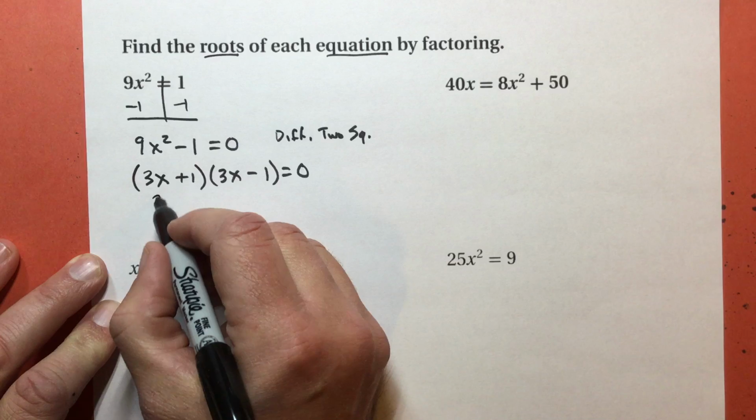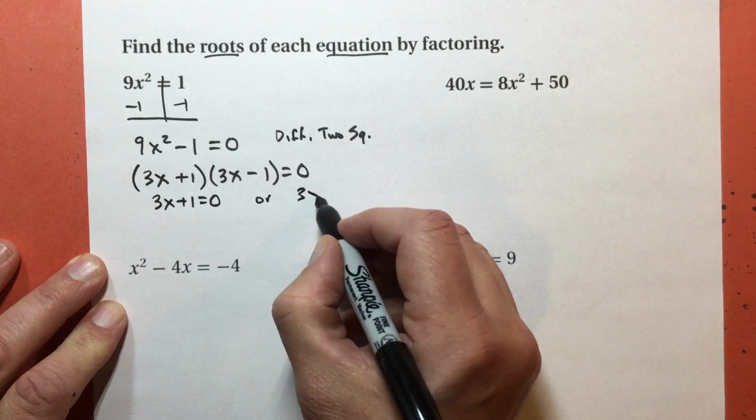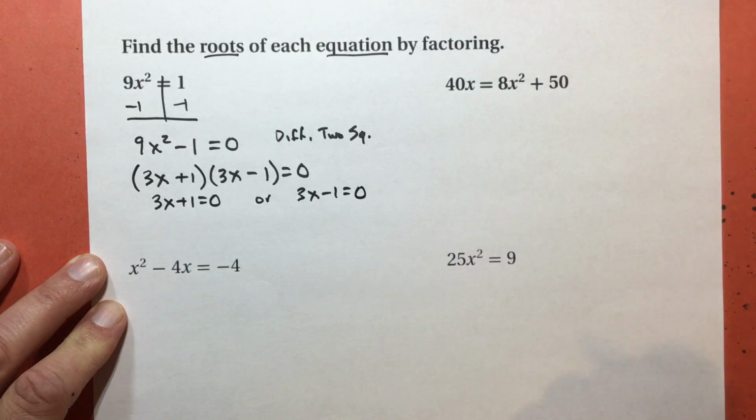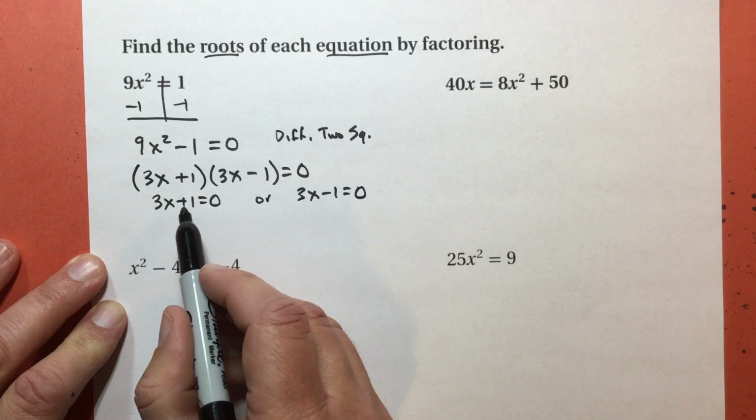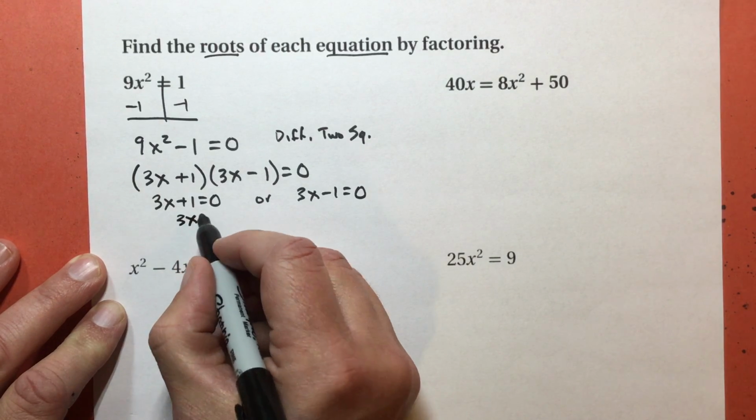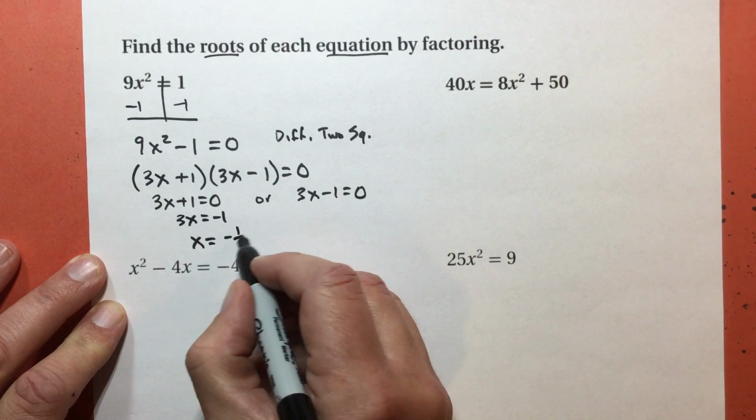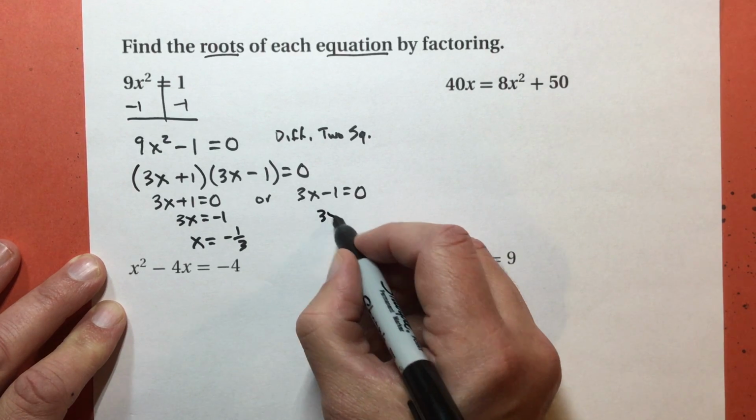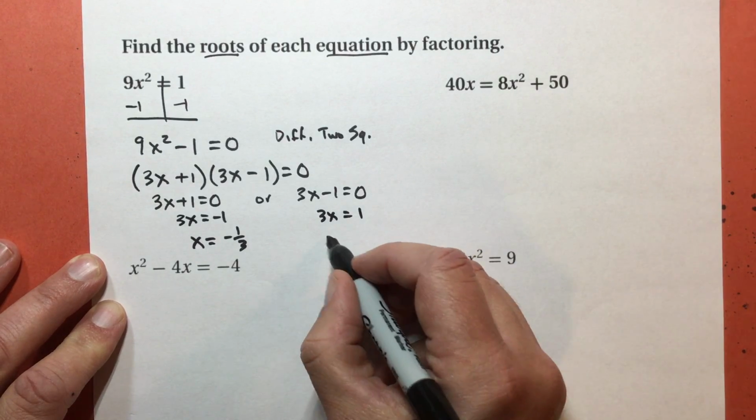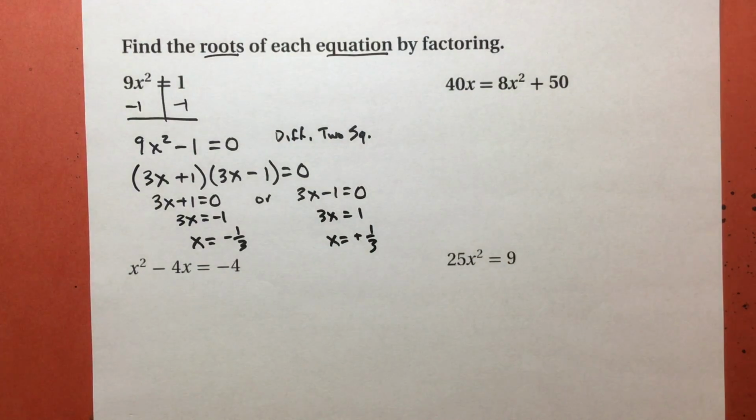I'm not finished. I have to do 3x plus 1 equals 0, or 3x minus 1 equals 0. I'm only going to skip some of the things I need you to show just because I'm running out of room. I'm going to subtract 1 from both sides. I get 3x equals -1, and then I divide by 3, I get x equals -1/3. Over here, if I add 1 to both sides, I get 3x equals +1, and that tells me x equals +1/3. So those are my two roots of that equation.